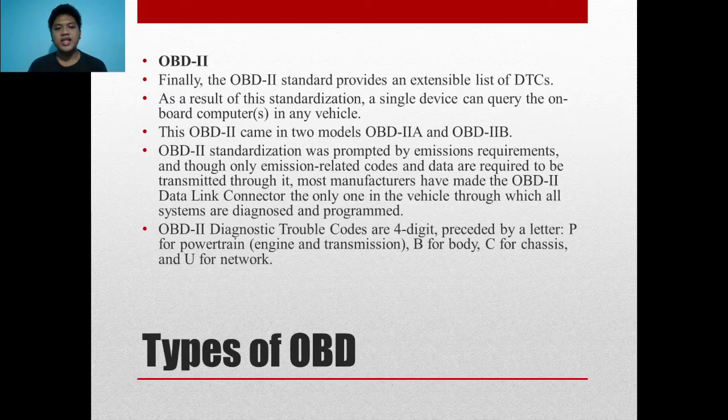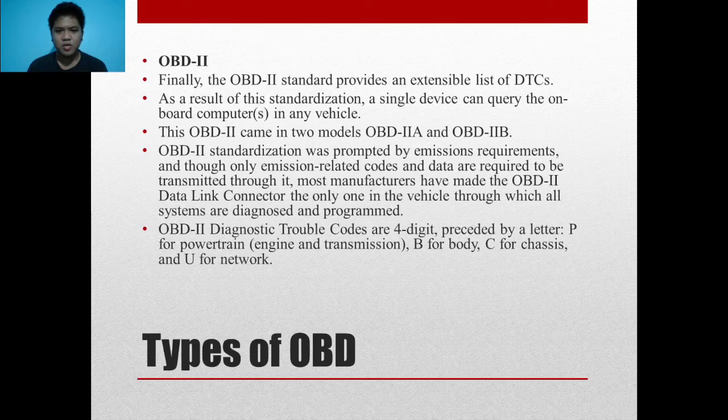Finally, the OBD2 standard provides an extensible list of DTCs. As a result of this standardization, a single device can query the onboard computer in any vehicle. OBD2 came in two models, OBD2A and OBD2B. OBD2 standardization was prompted by emission requirements, though only emission-related codes and data are required to be transmitted through it.